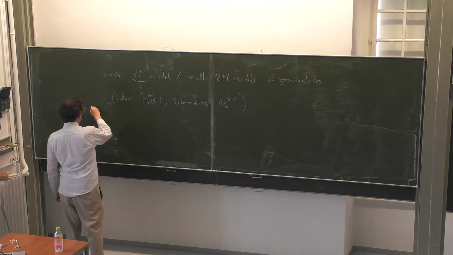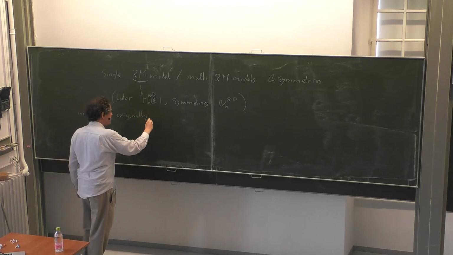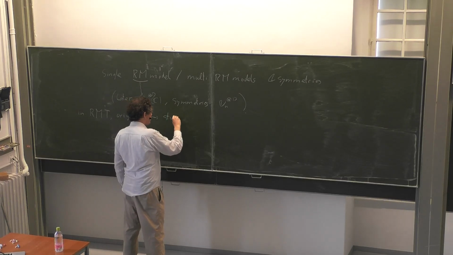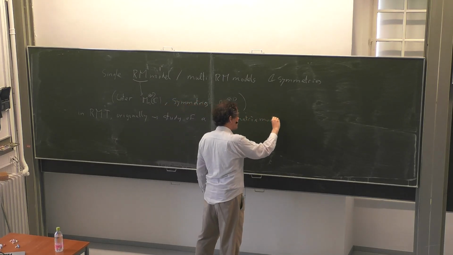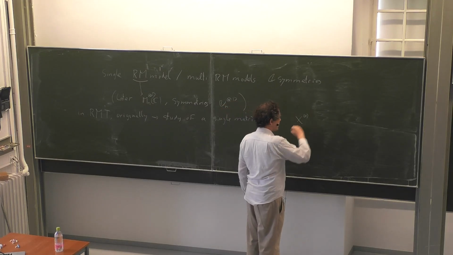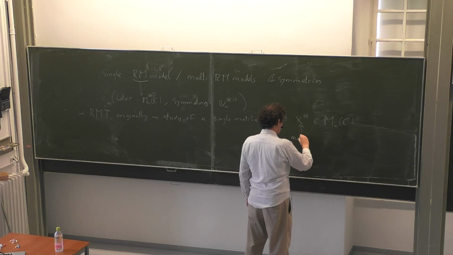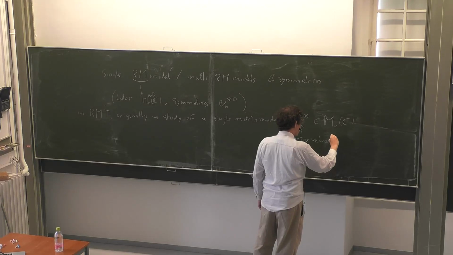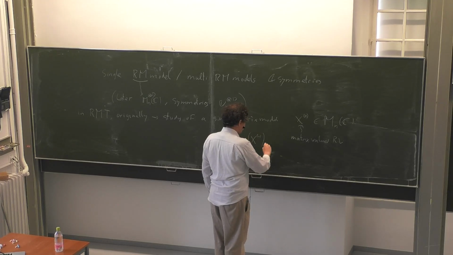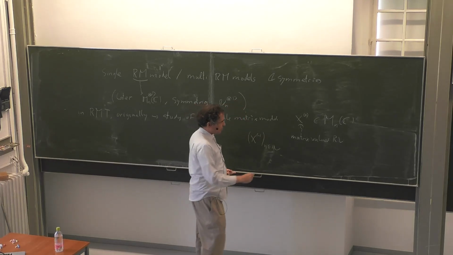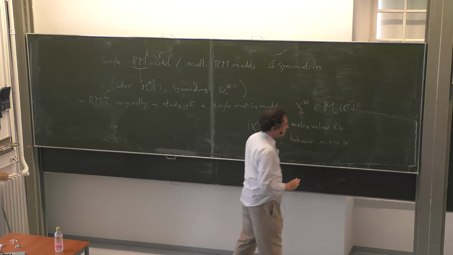So initially, in random matrix theory, the way I understand it, originally, it was the study of a single matrix model, and that would typically be denoted by something like this, X_n. So X_n is a random variable. This is a matrix valued random variable. And what we do is we consider the sequence indexed by the dimension, and we try to understand what is the behavior as n goes to infinity, in the large dimension limit.